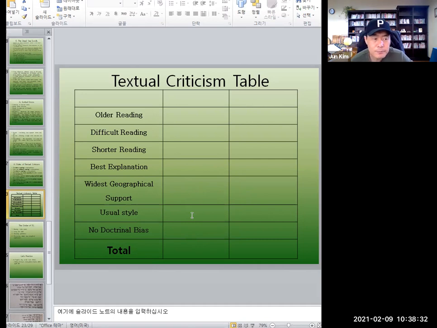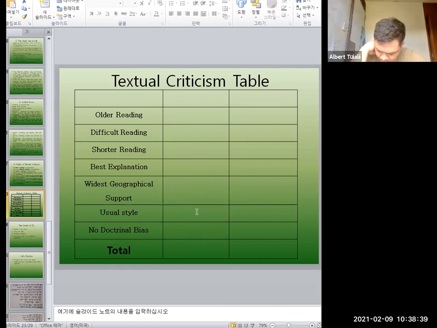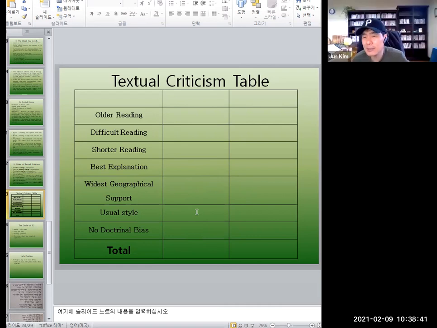Usual style, you need to just read the whole passage. If you can read any tendency of the author, giving further information about the daughter-in-law. So if you can see, just do not just check on this. What about doctrinal bias? We cannot see any doctrinal bias.